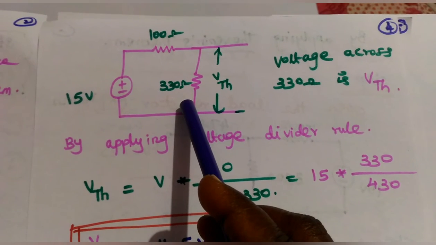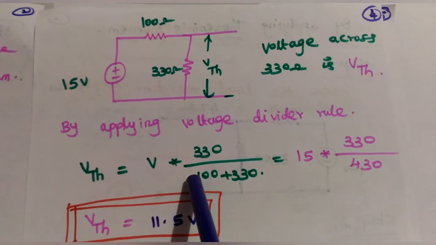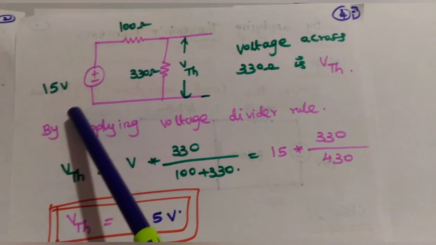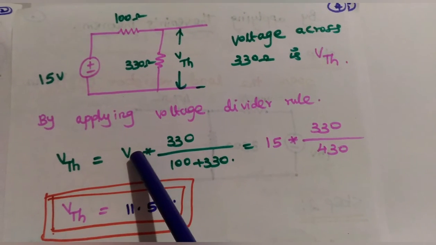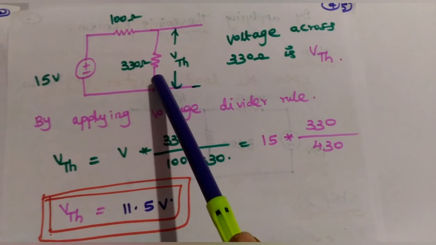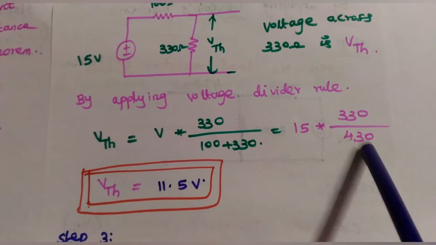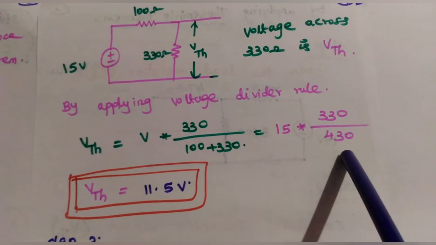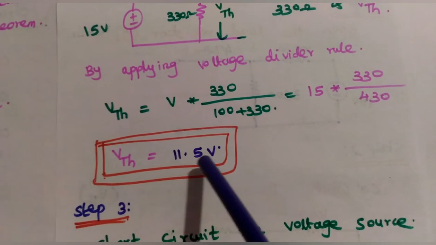How do we calculate the voltage across the 330 ohm resistance? We just apply the voltage divider rule. The voltage divider rule says the voltage across a particular resistance is equal to the total input voltage given to the network times that same resistance divided by the total resistance of the network. So VTH is equal to the applied input voltage, 15 volt, into the 330 ohm in the numerator, divided by the total resistance, which is 100 plus 330, that is 430. After simplifying, the VTH value will be 11.5 volt.